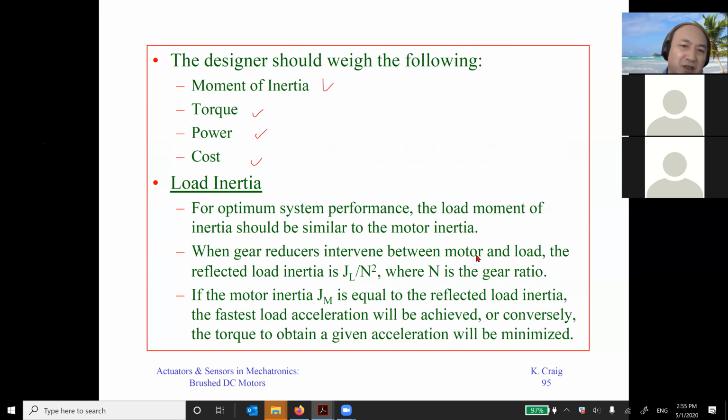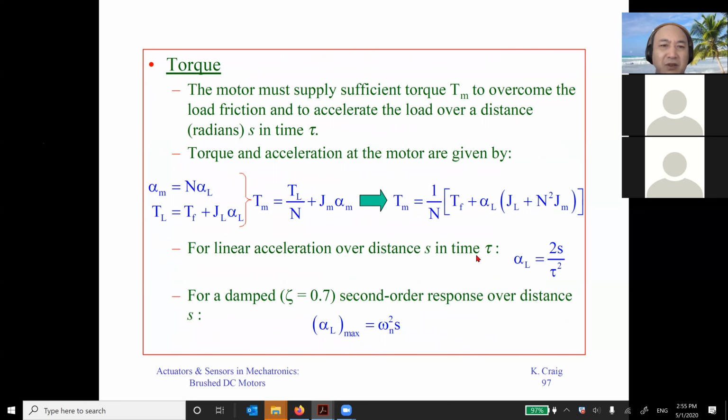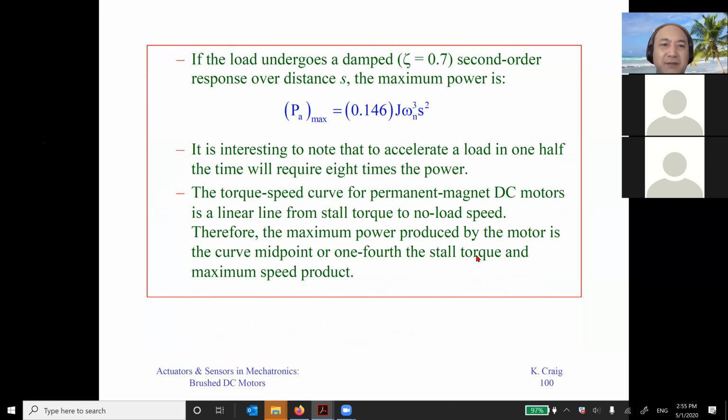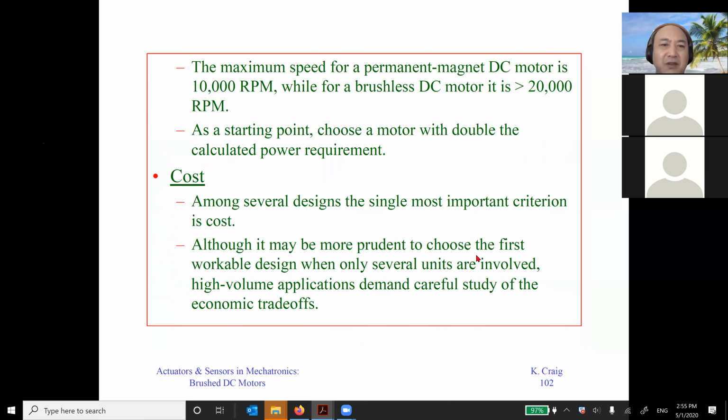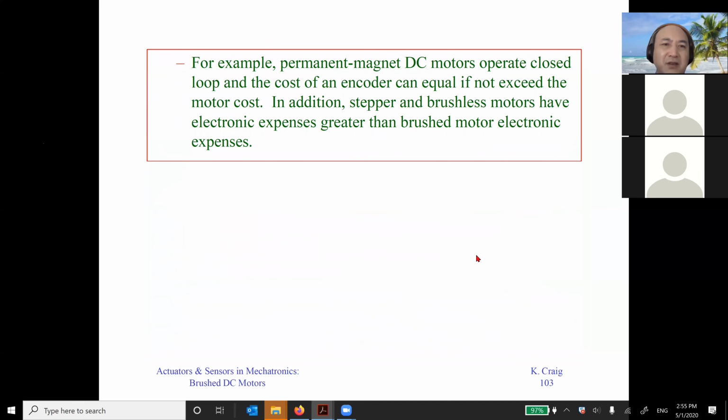And also what's your load. Okay, what's your load. So I'm going to go a little bit faster. Power. We have seen this picture before. Cost. Okay, so I think for choosing a motor, you need some real world examples to work with and build it and see it.